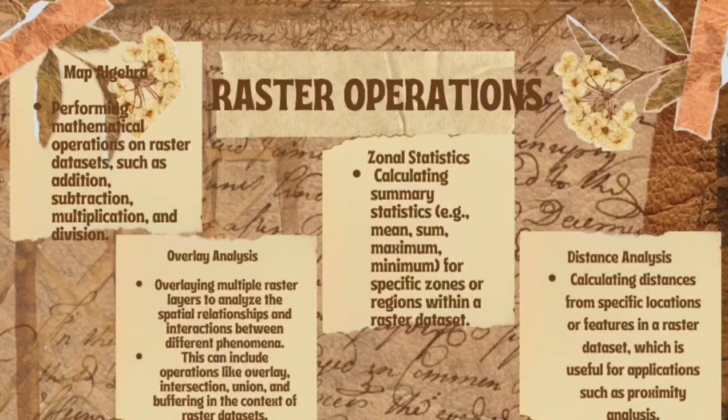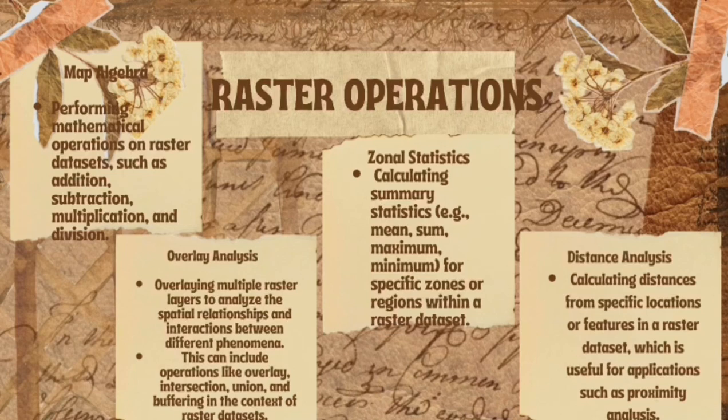For raster operations, it involves map algebra. It performs mathematical operations on raster datasets such as addition, subtraction, multiplication, and division. For overlay analysis, overlaying multiple raster layers to analyze the spatial relationships and interactions between different phenomena. These include operations like overlay, intersection, union, and buffering in the context of raster datasets. For zonal statistics, it will calculate summary statistics such as mean, sum, maximum, or minimum.